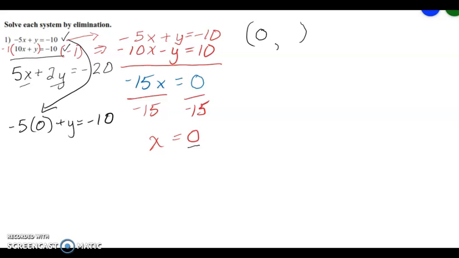Negative 5 multiplied by 0 is 0. Now the 0 plus, we don't need to write that. So we have y equals negative 10. So within the answer, the value of y is negative 10. So this is the final answer that we type in the form field on the PDF file: 0, negative 10.